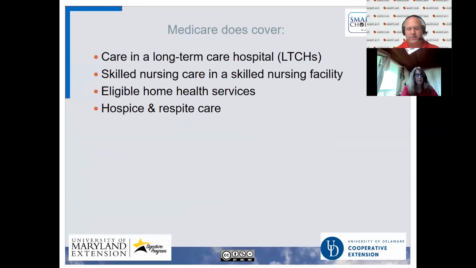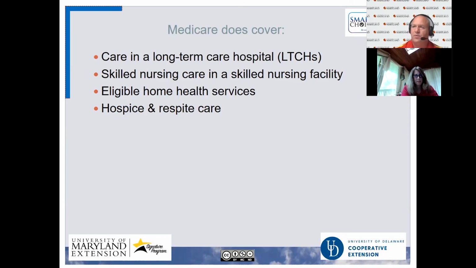So what does Medicare cover? Medicare does cover long-term care in a hospital, usually for one serious condition for patients who may improve over time and return home. So they're looking at this as a temporary situation where they're going to end up returning home. It does cover skilled nursing care in a skilled nursing facility. And so Medicare Part A covers skilled nursing care provided in a skilled nursing facility under certain conditions for a limited period of time. So it is time limited.